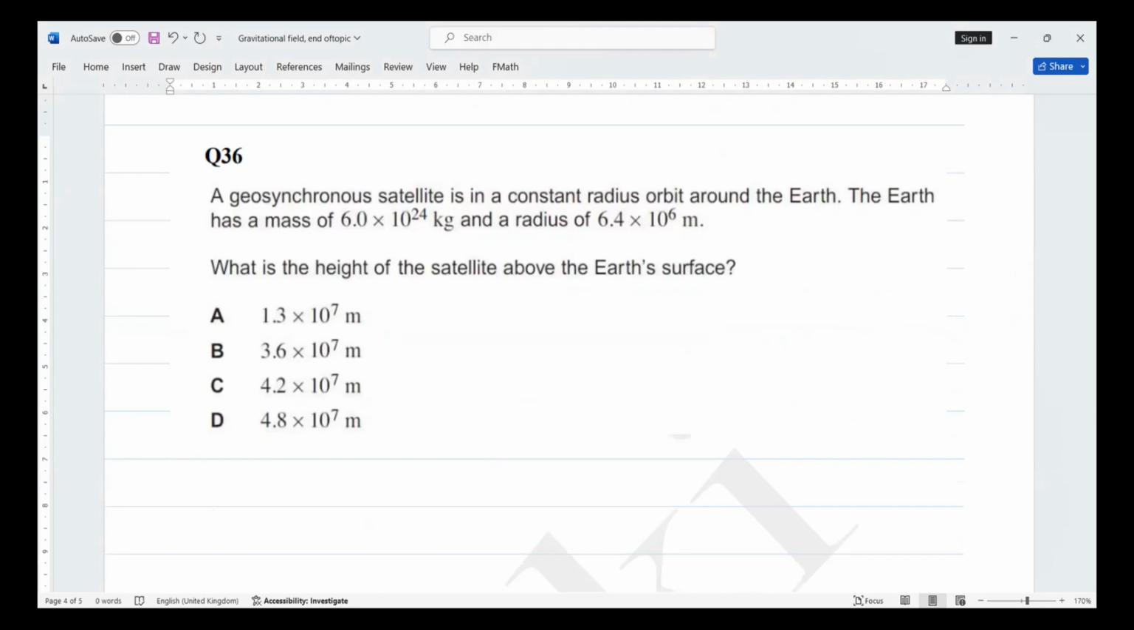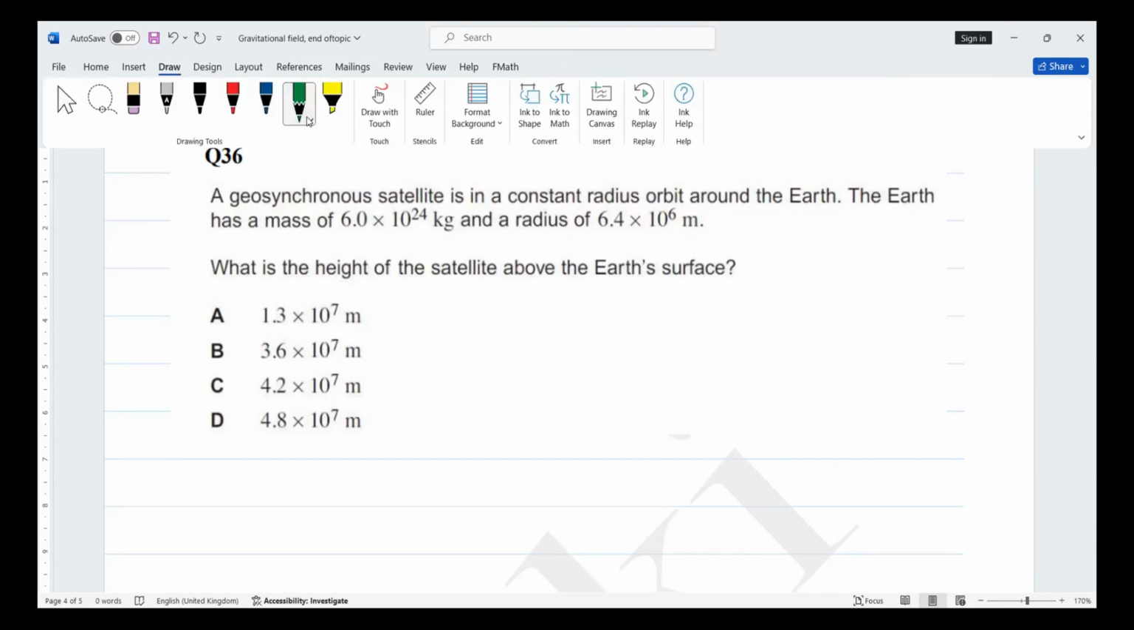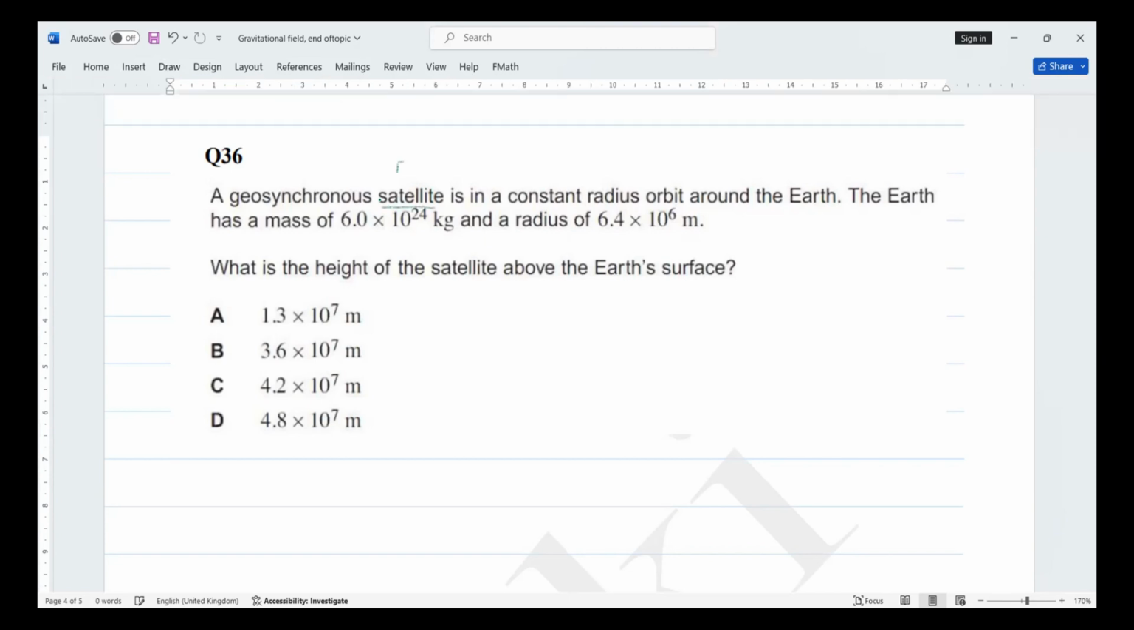Ready? Okay. Now, read the question with me. This is like a geostationary satellite, so the time period of this one is 24 hours because it said around the Earth. The Earth has mass, so this is M capital, and the radius is R capital. What is the height? We need H.